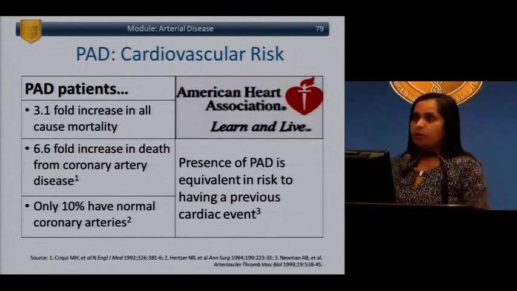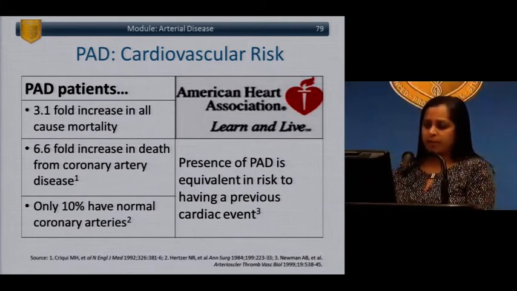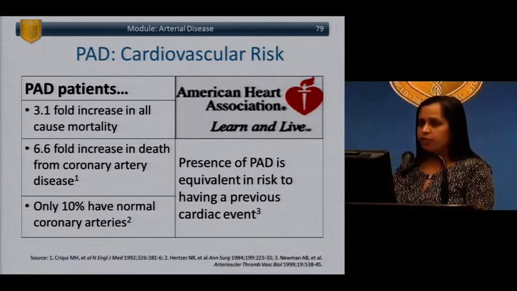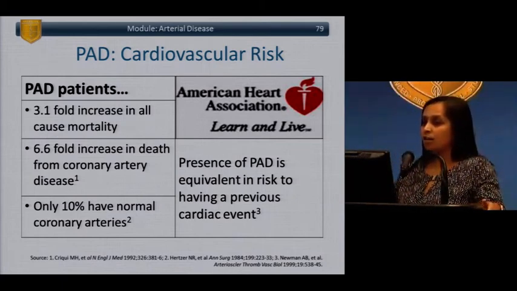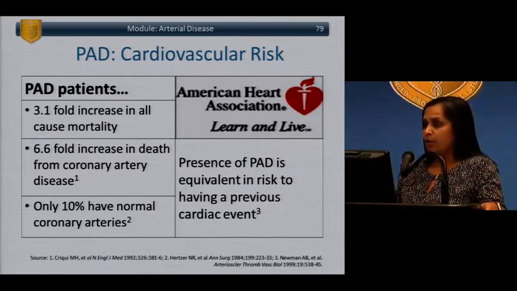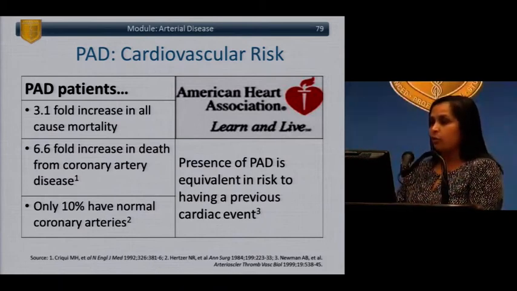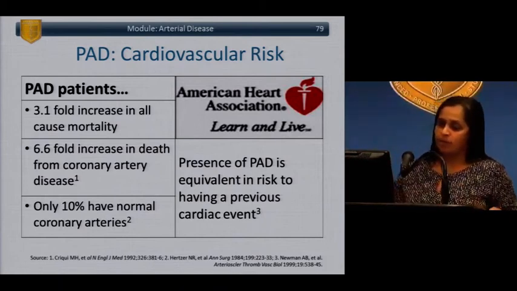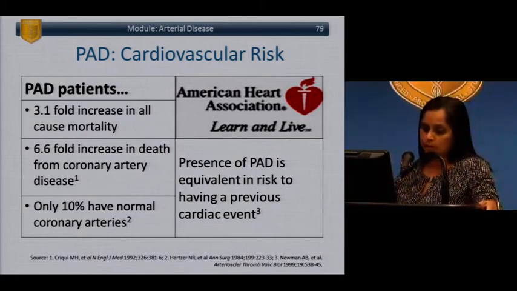One of the important principles of peripheral arterial disease is that the medical treatment of arterial disease is critical because these patients are at very high cardiovascular risk. PAD increases all-cause mortality by 3. It significantly increases the risk of death from coronary disease. Basically, the presence of peripheral arterial disease is an equivalent risk to the heart of having had a previous cardiac event. So this is why we really emphasize the medical treatment of peripheral arterial disease first and foremost, even before considering interventions to treat patients' symptoms.